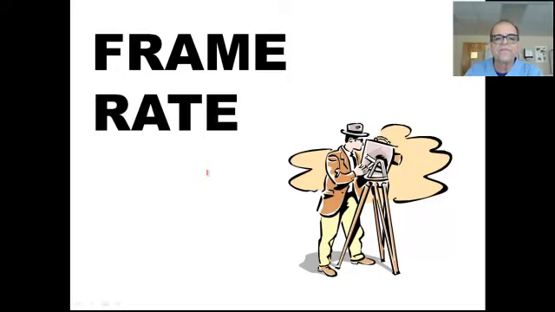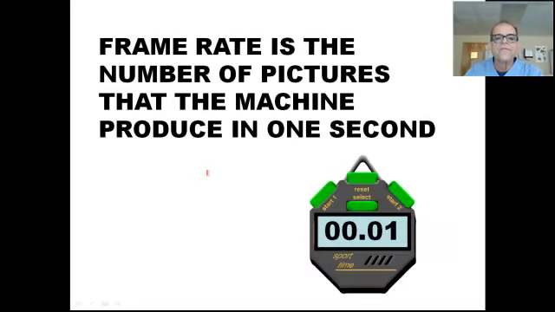Frame rate. Frame rate is the number of pictures that the machine produces in 1 second, and of course that is logical. The unit of frame rate is hertz. Other times they say frames per second, but you can use frames per second or you can use frame rate. It's the same. In general the units are called hertz, and I know you know that.